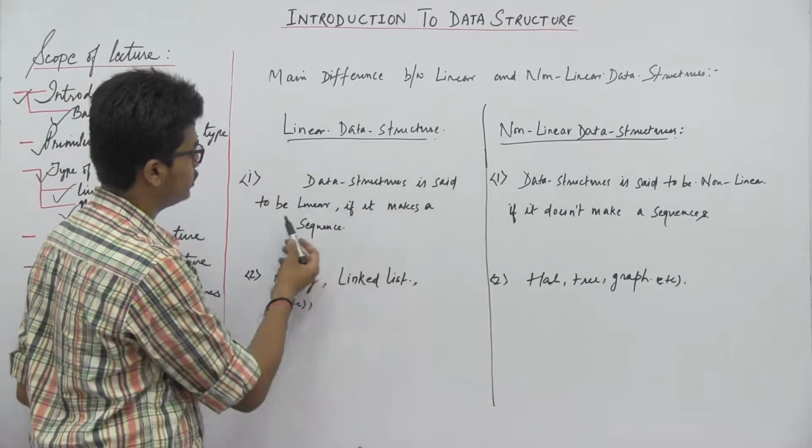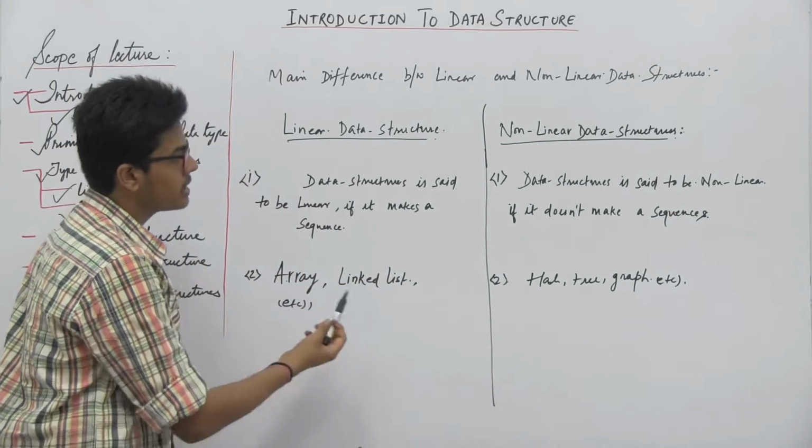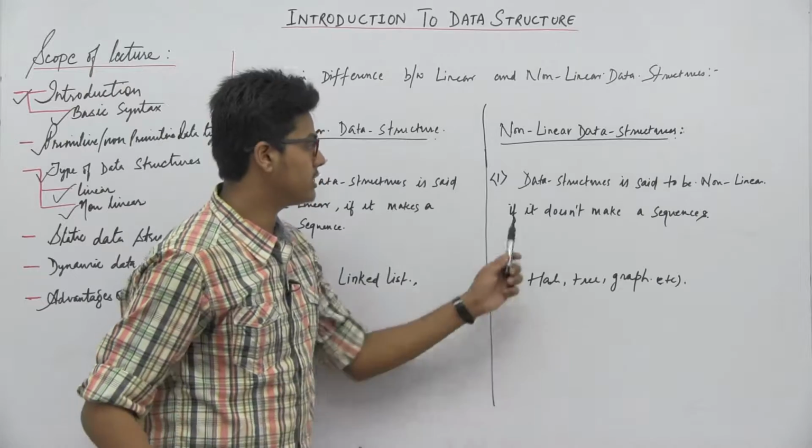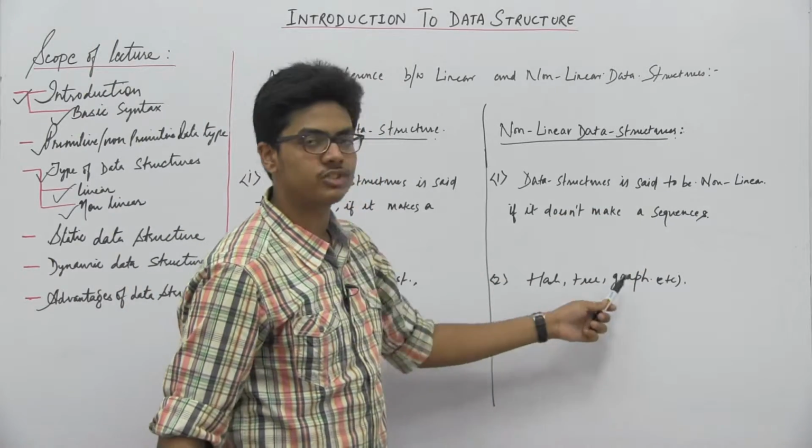A data structure is said to be linear if it makes a sequence, for example, array and linked list. Whereas a data structure is said to be non-linear if it does not make a sequence. Examples are hash, tree and graph.